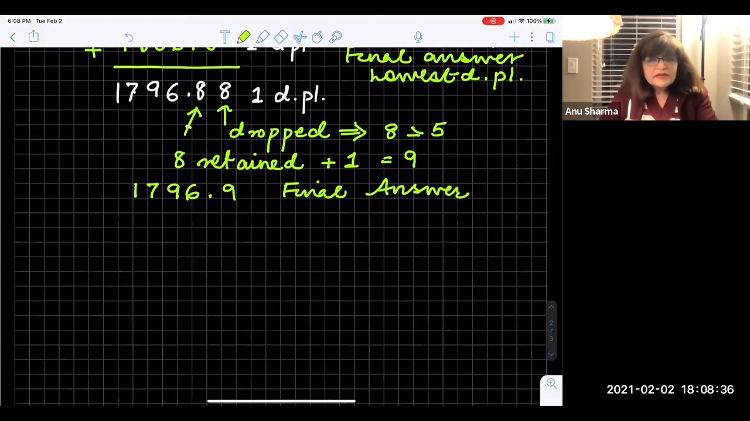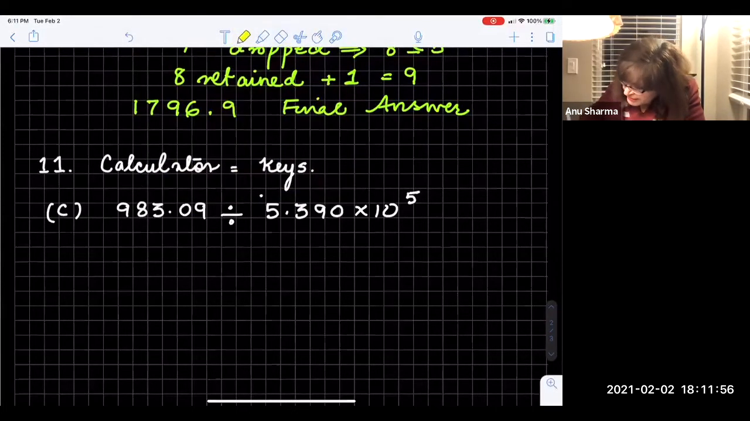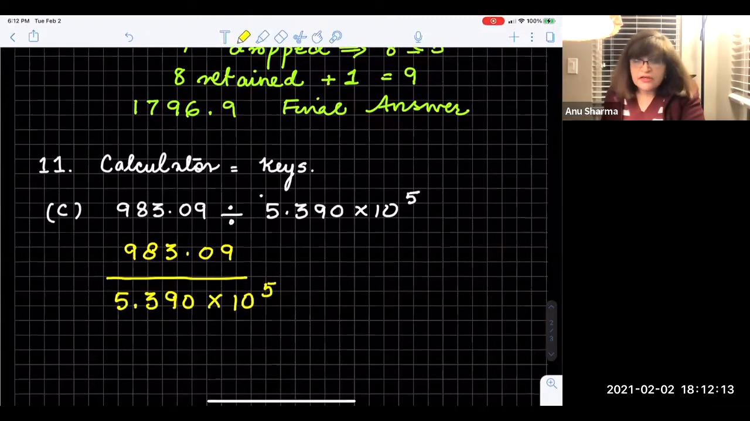All right. Miss Anu? Yeah. Can we do number 11? For example, like D? Yeah, you're saying 11. So this number can also be written as 983.09 divided by 5.390 into 10 to the power 5. It can also be written like this.